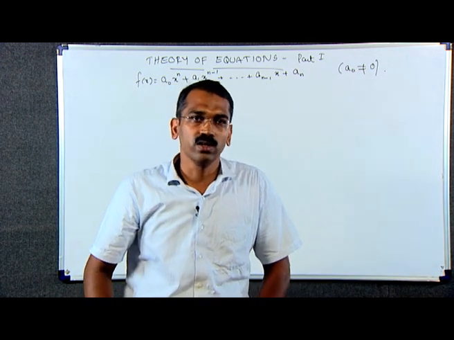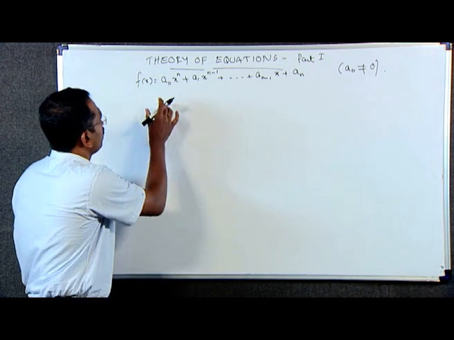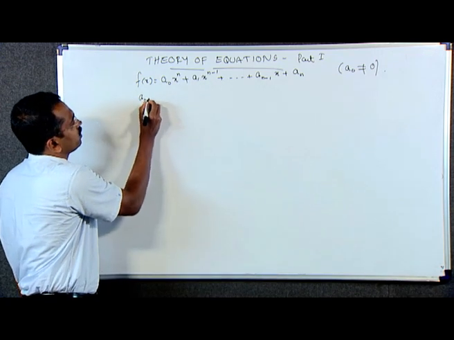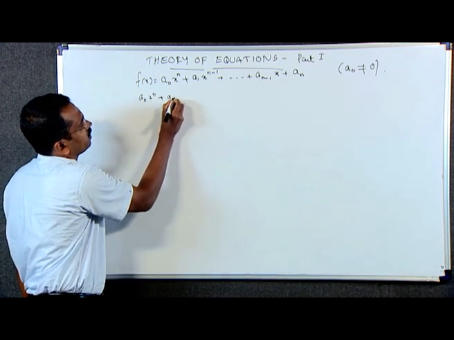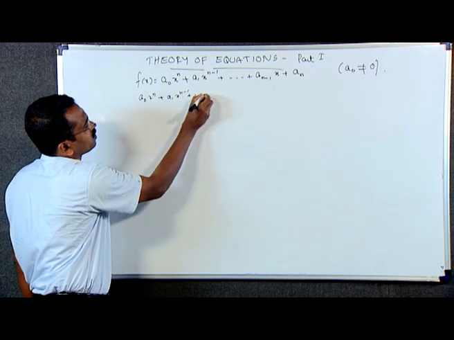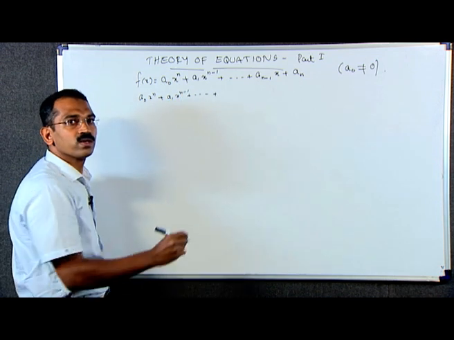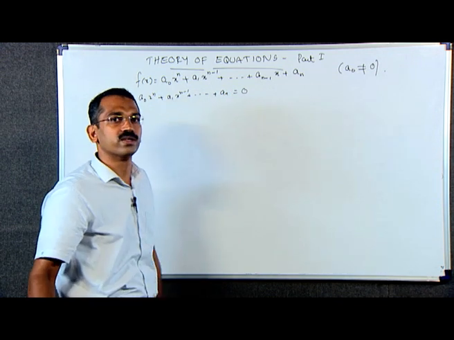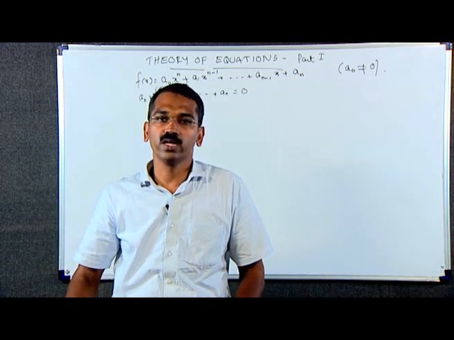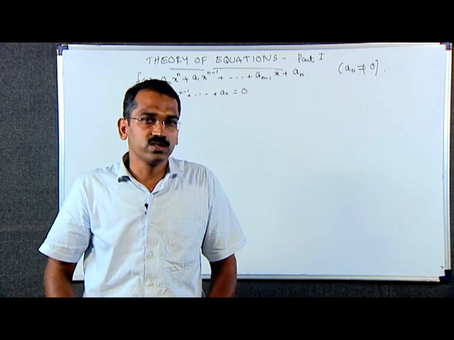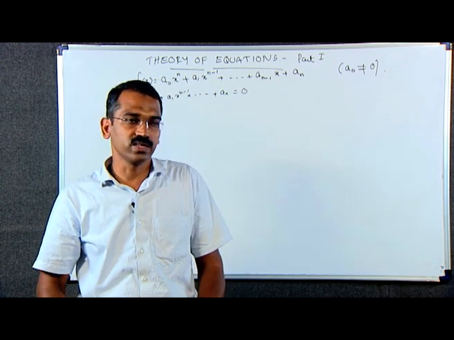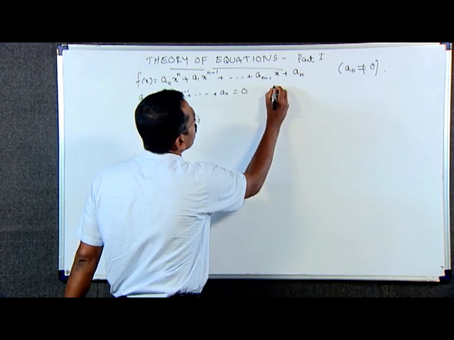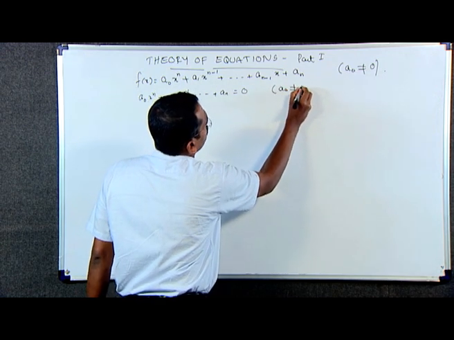The equation f of x equal to 0, that is a naught x raised to n plus a1 x raised to n minus 1 plus etc. plus a n equal to 0. This equation is called a polynomial equation or an algebraic equation of nth degree. Here also a naught should be not equal to 0.